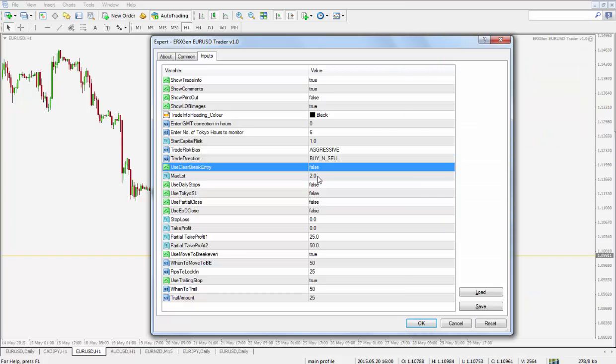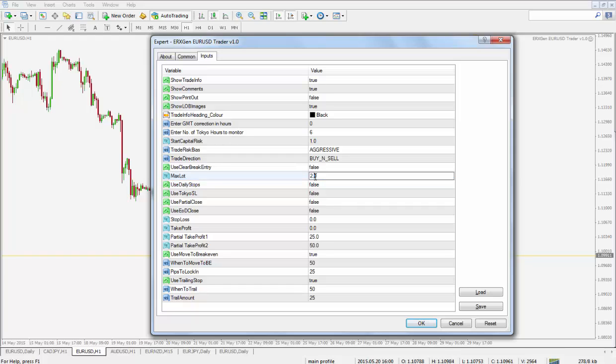Maximum lot. This is the maximum lot that the EA will ever take any trade on for this setting. So even if your 1% allows you to take 5 standard lots, this maximum lot setting in this case will not take a trade above 2 standard lots. This can be adjusted, it can be changed to anything, even down to your 1 micro lot.